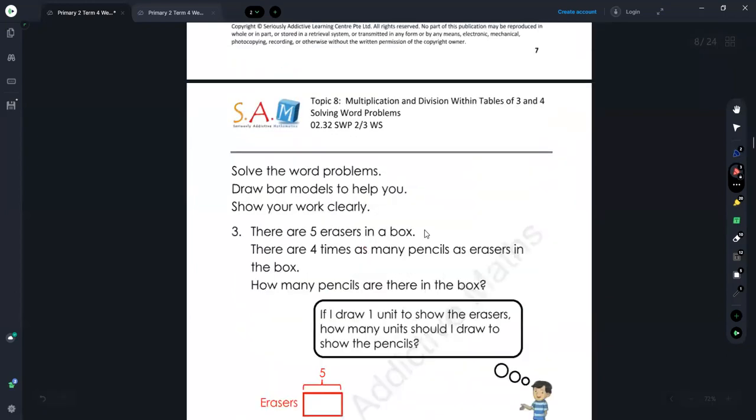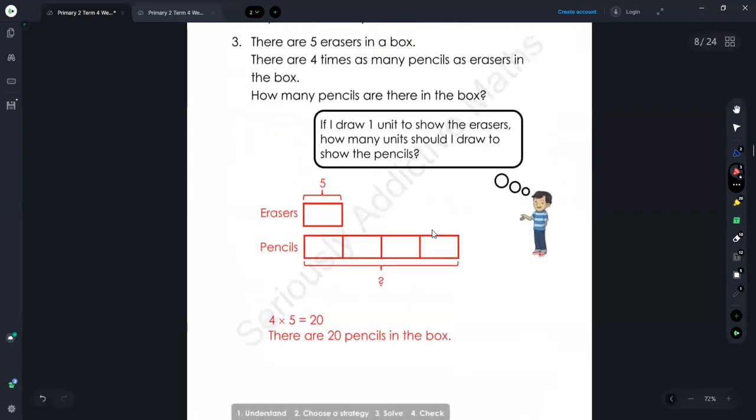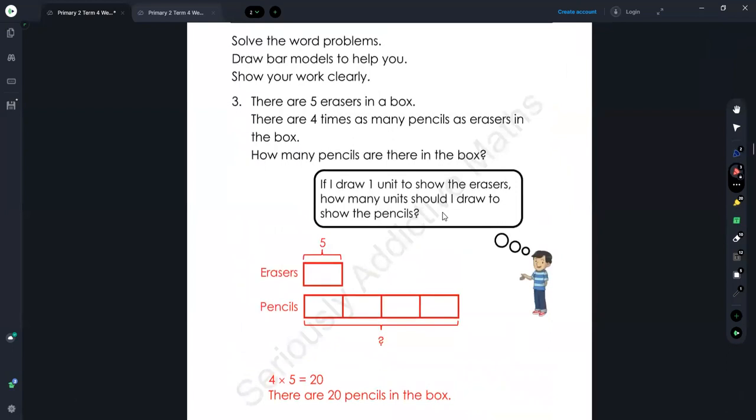Okay, for question 3, right, on page 8, this is the time that you stop modeling for them and put them to a test now. Get them to draw, right? You may guide them a bit, but do not draw anything on the board. All right, I'd rather that you walk around to make sure that they're doing this correctly. So there are 5 erasers in a box, right? There are 4 times as many pencils as erasers in the box. How many pencils are there in the box? So ask them, right? Is this comparison? Right, there's a big comparison because there's this 4 times as many.